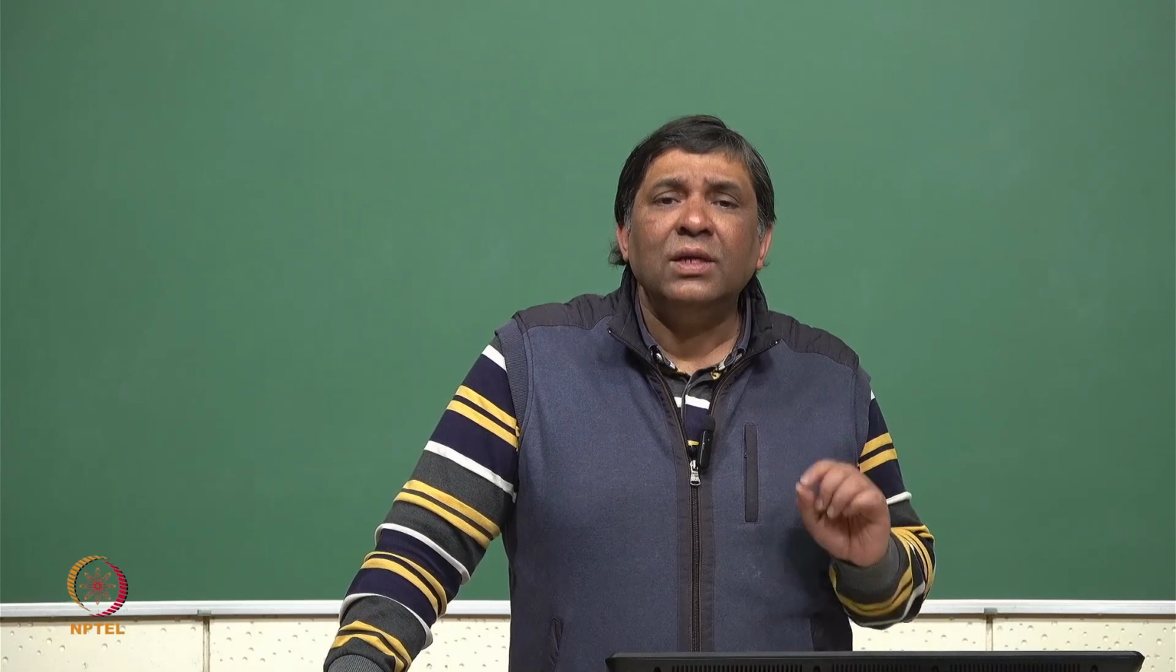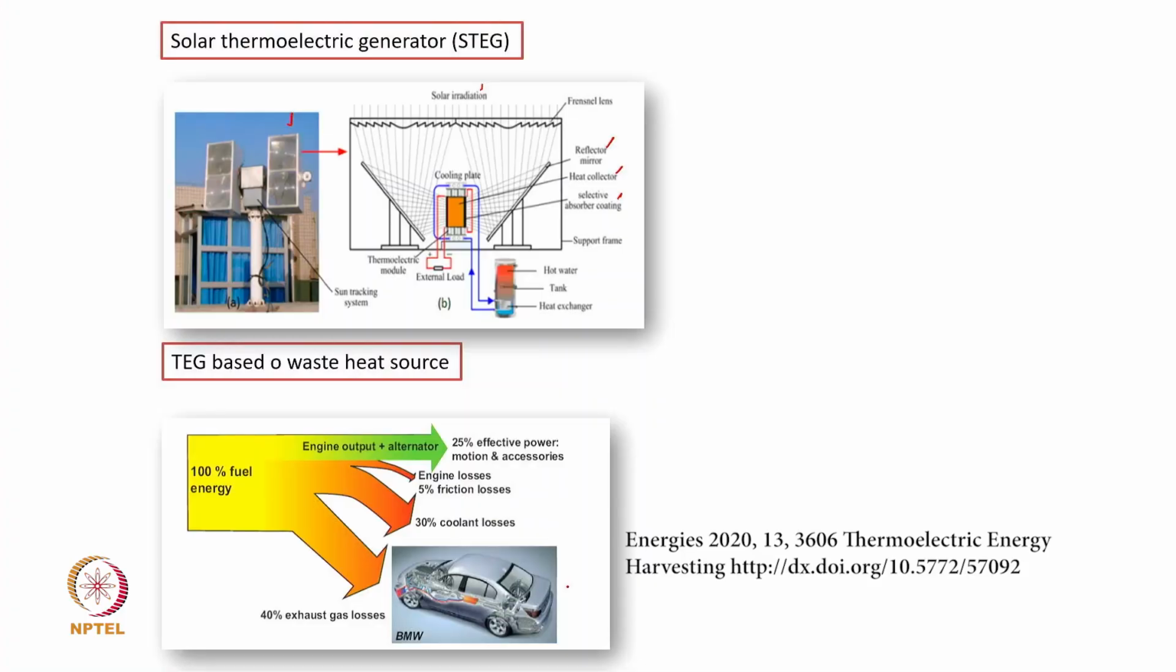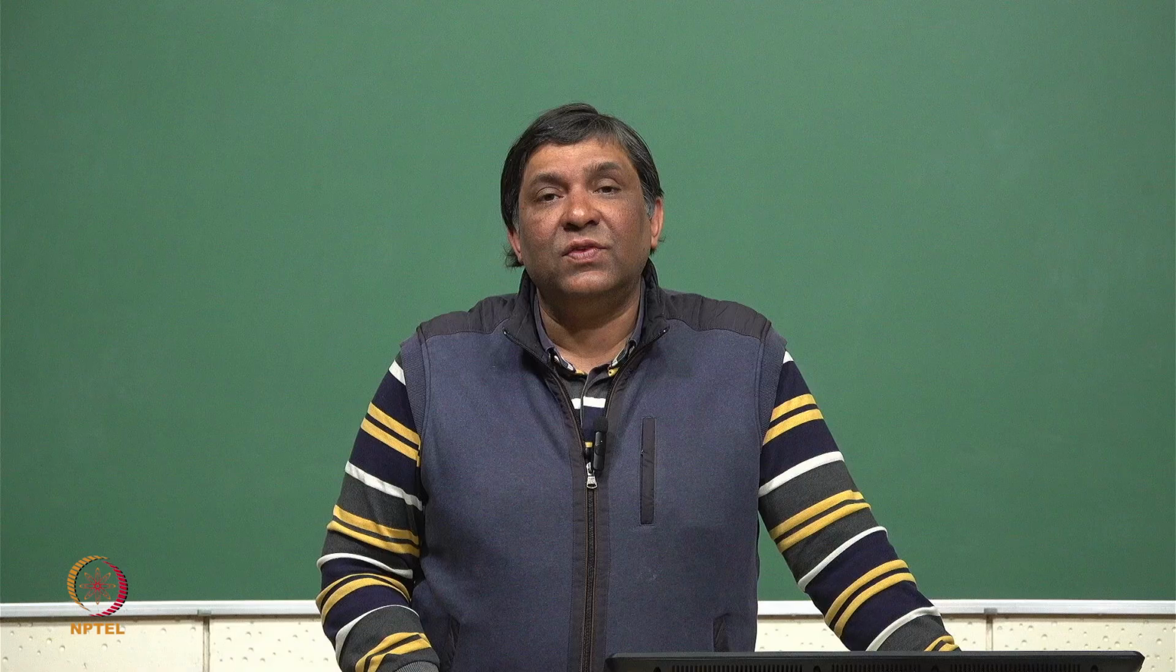Another interesting application is in automobiles. If you look at a typical automobile, I can say this is 100% of the fuel energy, and 25% is used in engine output and alternator. 5% of the energy is lost in frictional losses, 30% is lost in coolant losses, and 40% is lost in exhaust gas losses. This particular issue I discussed in the introduction section.